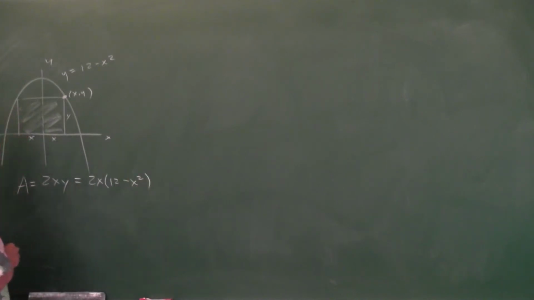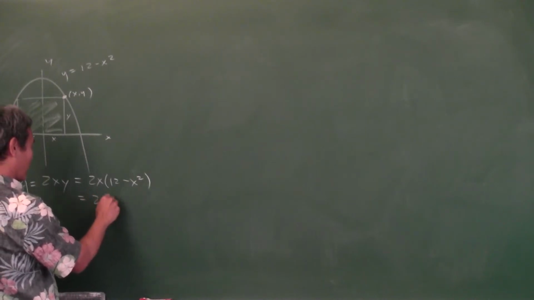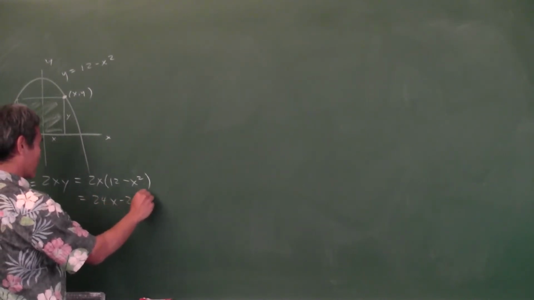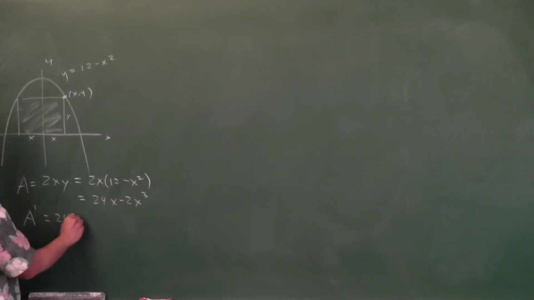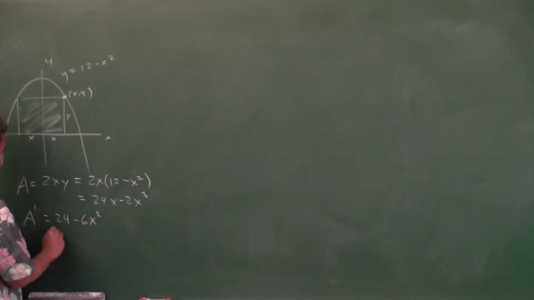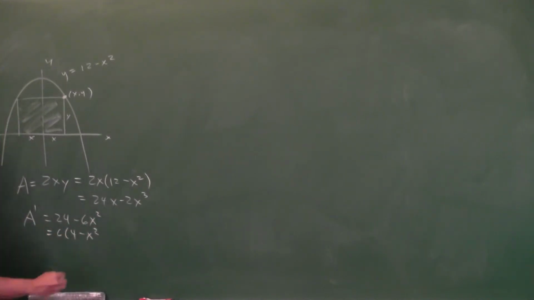So this represents the area of the rectangle. How do I find maximum? Take the derivative and make a number line. So if you multiply it out, you get 24x minus 2x cubed. Or would you rather use product rule? No. The problem is we can't multiply out again. So you take the derivative, which is 24 minus 6x squared. Factor out a 6, you get 4 minus x squared, and look how pretty that is.